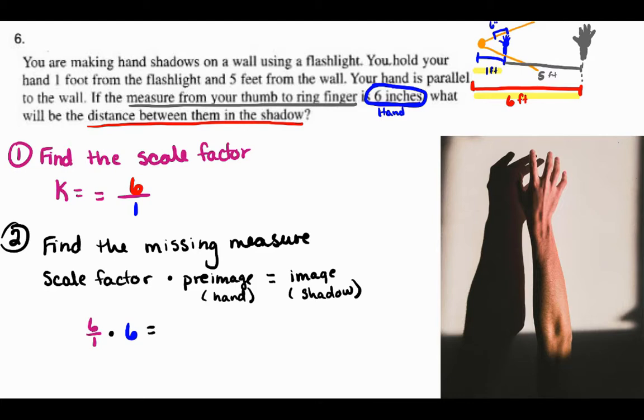When we multiply 6 over 1 times 6, we get 36. And keep in mind, we have to use the same units. So from the finger to the thumb is in inches, so we have 36 inches in our diagram. From the ring finger to the thumb is going to end up being 36 inches in the shadow. So if it's 6 inches on the hand, it's going to be 36 inches on the shadow.